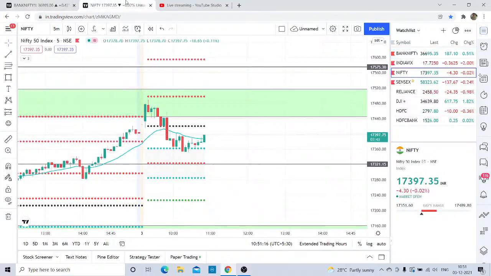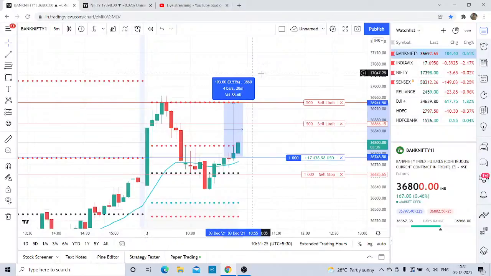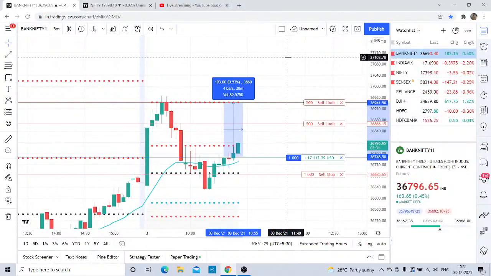Let's look at Nifty. Nifty is also trying to come up from today's lows. Look at Bank Nifty, high by 16 points from where I purchased. From where we bought, 17 points, 15,000, 16,000, 14,000.